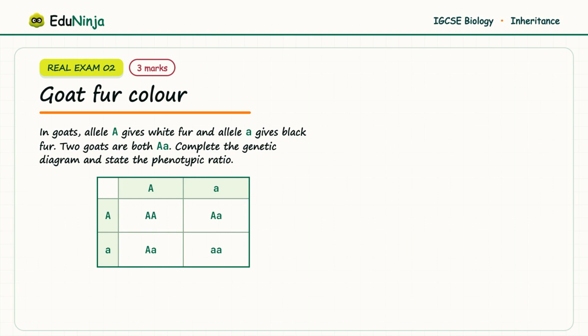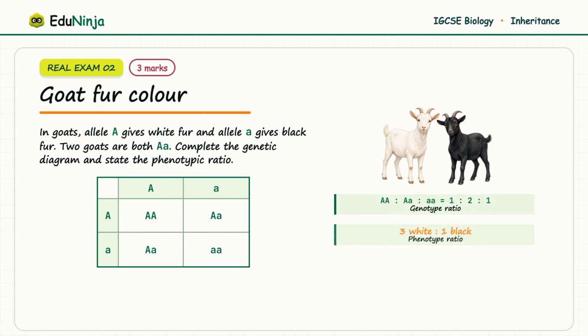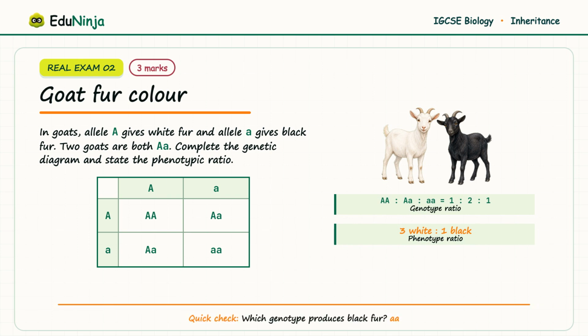Put capital A and small a across the top, and capital A and small a down the side. The four offspring genotypes are capital A capital A, capital A small a, capital A small a, and small a small a. That gives a genotype ratio of 1 to 2 to 1 and a phenotype ratio of 3 white to 1 black.